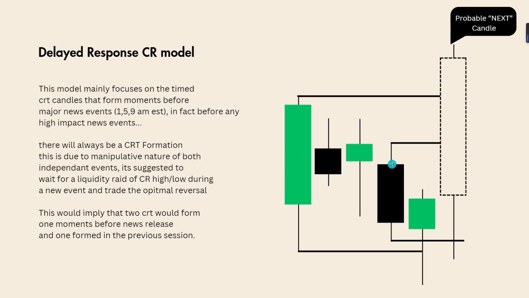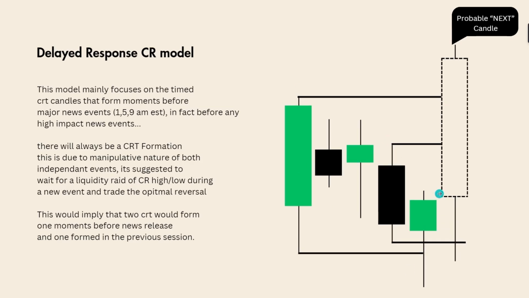This is why I would say we're going to see two CRTs happen: one just before the news event and one of the session CRT. So this could be your 5 a.m. candle, and then we see another purge on the 50-minute time frame of a 9:15 movement. And then the probable next candle will always be the reverse of where the sweep happened.